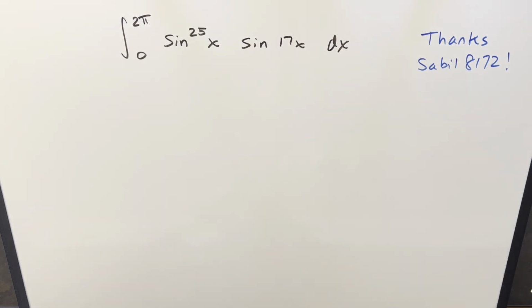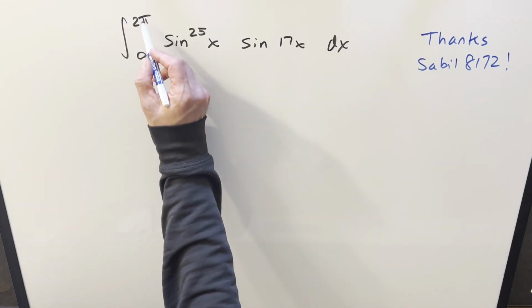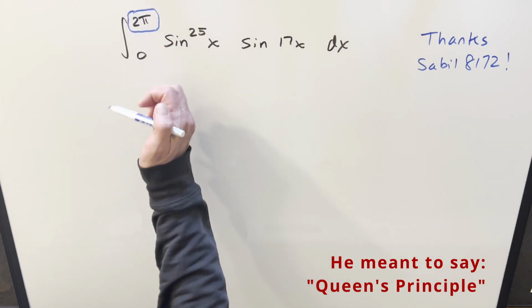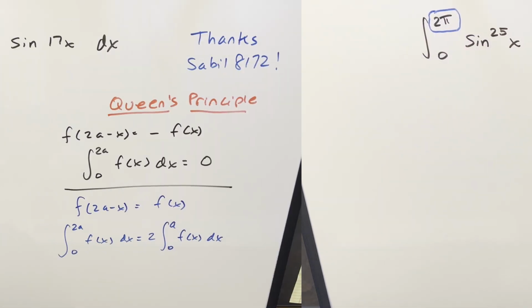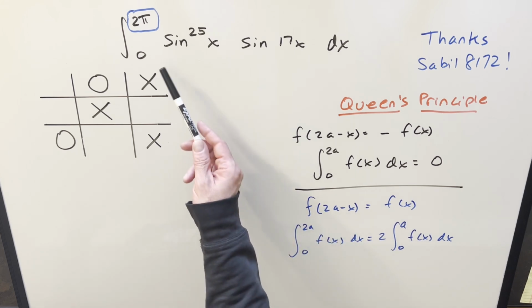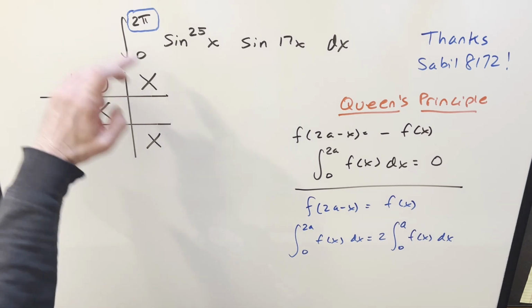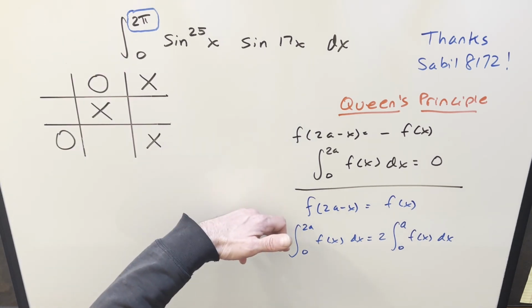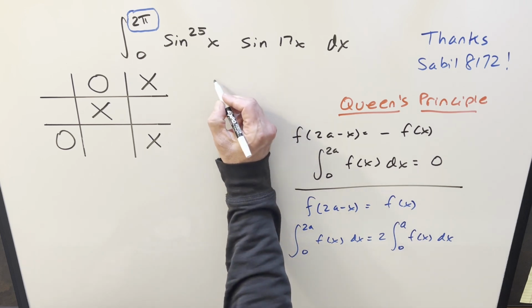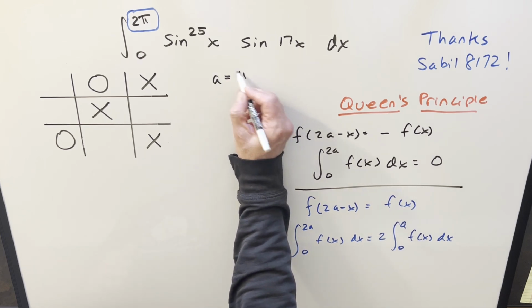The method I think is going to work nice is to use King's principle on this, just noticing with the upper bound of 2 pi, we can start by reducing that. Okay, now we have our King's principle over here to the right. Notice we've got two different formulas. Comparing it to our integral where we're going from 0 to 2 pi, in King's principle for both of these we're going from 0 to 2a. So the a value on this is just going to be pi.